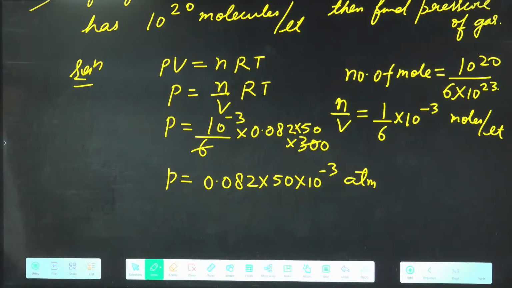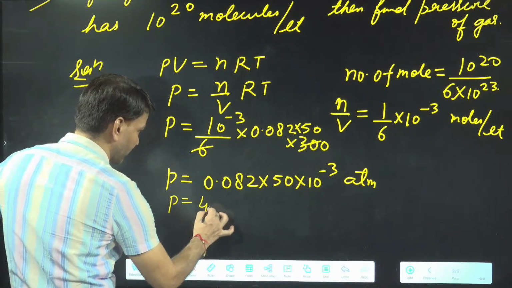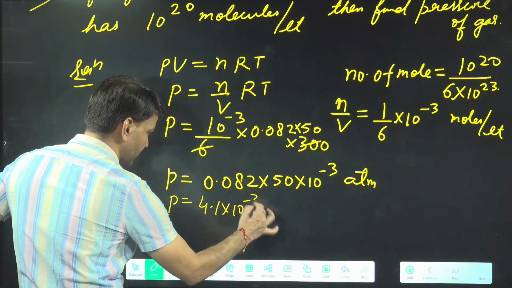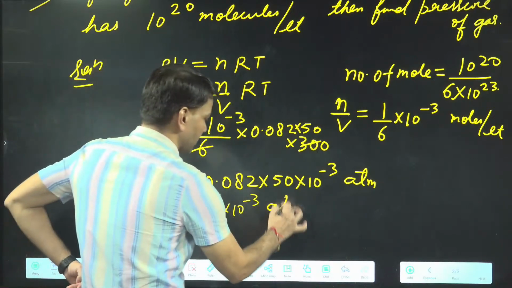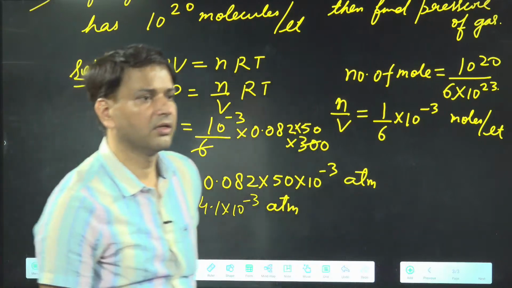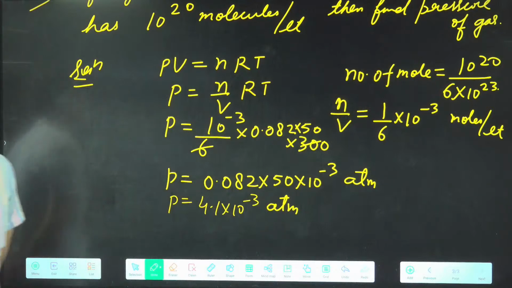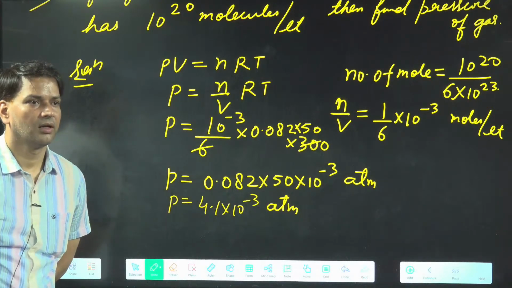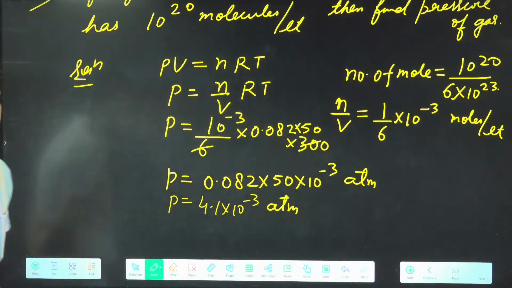4.1. So that you will get P is equal to 4.1 into 10 to the power minus 3. If they are asking in Newton per meter square or Pascal. Sindhu is saying 4.1 into 10 to the power minus 4.